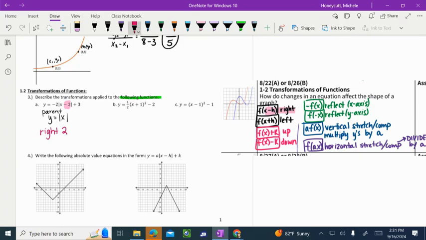Then the next thing that would happen in the order of operations would be to multiply by 2. If you multiply outside of the grouping symbol, that would be a vertical stretch. So we're going to have a vertical stretch by a factor of 2.